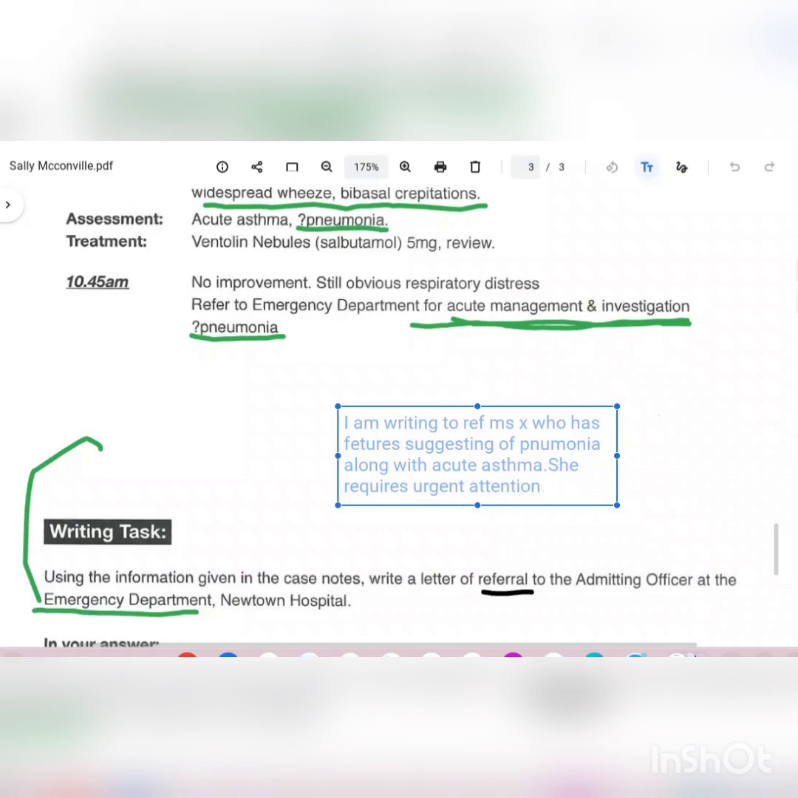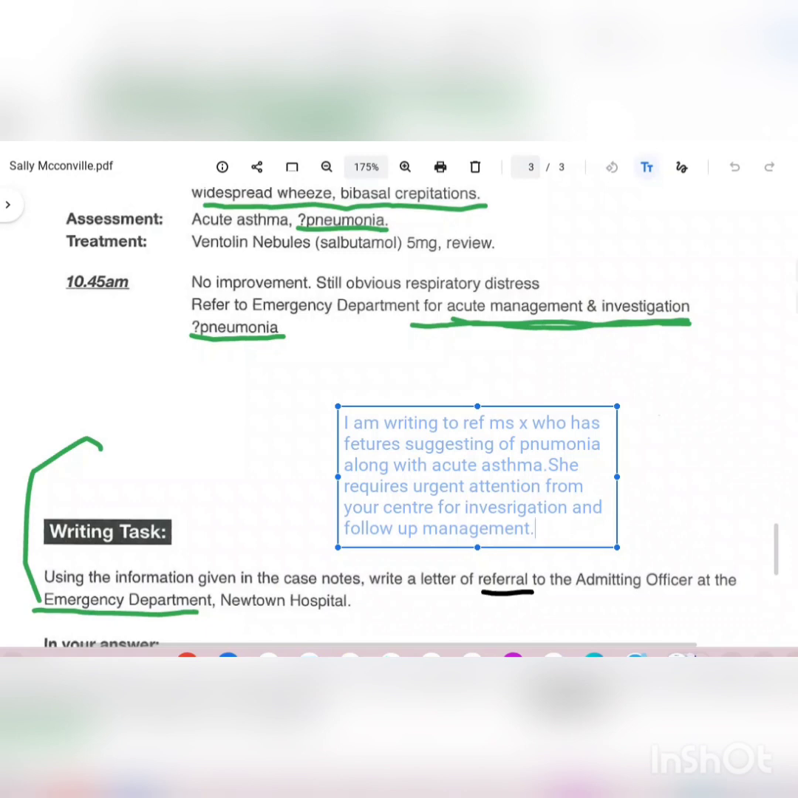Urgent attention, or you can say urgent attention from your center, for the investigation and management, or follow-up management. Yes, follow-up management. So it includes everything.